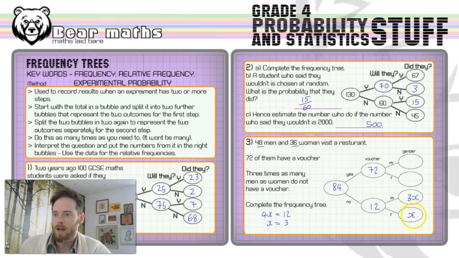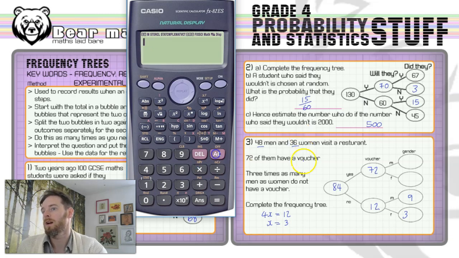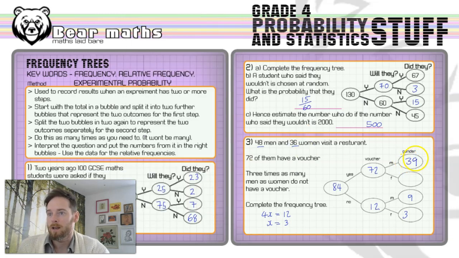So instead of writing X there, we can now put 3 there. And remember that the men is 3 times more than that, so that's 9. 3 times 3 is 9. So 3 and 9 make the 12. That works, but it has to work here as well. So remember this male, 48 take away 9 is going to be 39. Don't know why I need a calculator for that.